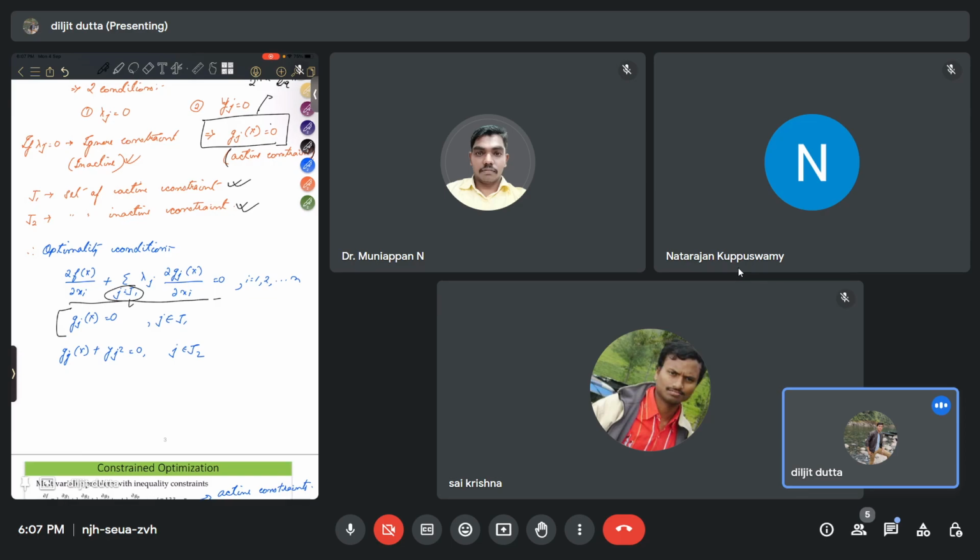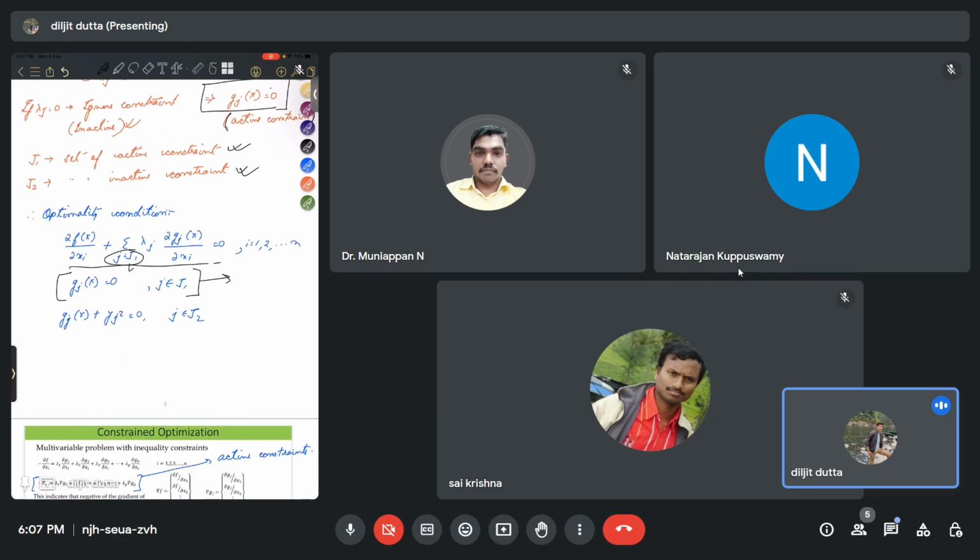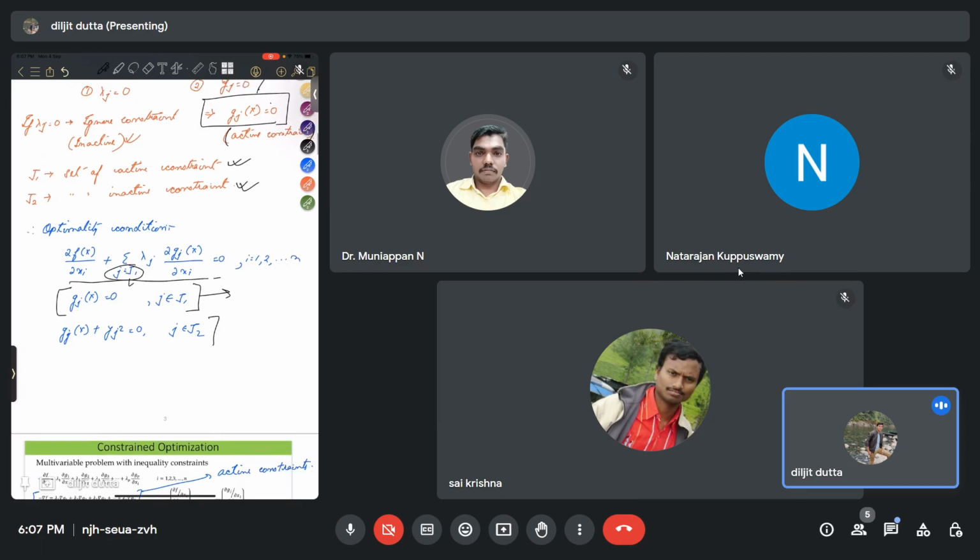Second condition is gj of x is equal to 0, where j belongs only to j1. It is only for the active constraints. And thirdly, gj of x plus yj square is equal to 0. This is for the inactive constraints.